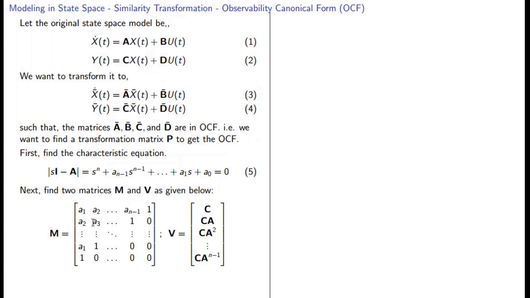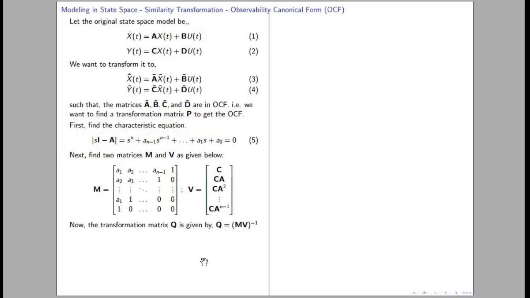You'll be using the output matrix C instead of the input matrix B. So it is going to be a column matrix. There it was a row matrix, with A square B. Now here it is CA square, and it goes up to CA power n minus 1. So you have to form these matrices, then form the transformation matrix Q. The transformation matrix is given by Q is equal to MV inverse.